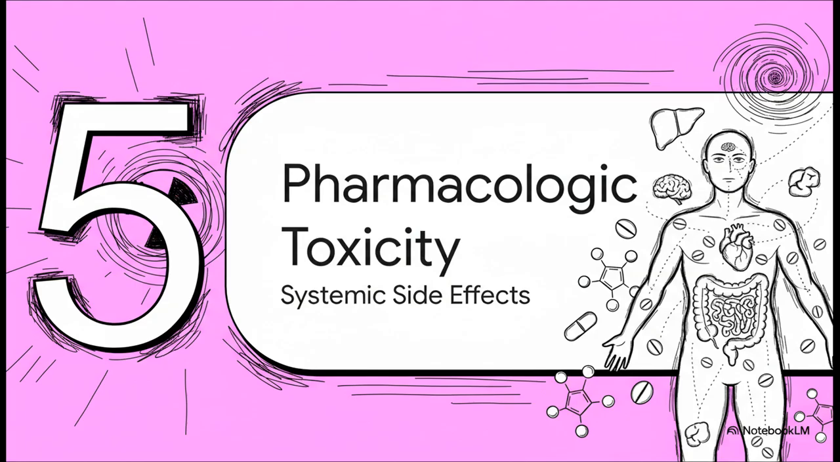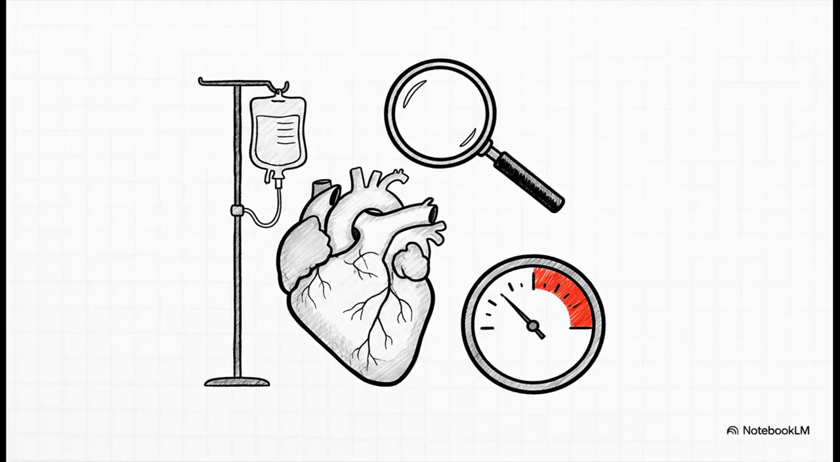We're moving from the localized effects of radiation to the systemic, body-wide side effects of pharmacologic agents. This is where we go from the beam's path to affecting the entire body. Let's talk about the heart. Cardiotoxicity is a major dose-limiting concern that can show up years after treatment is done. So let's break down two key examples where lifelong vigilance is an absolute must.